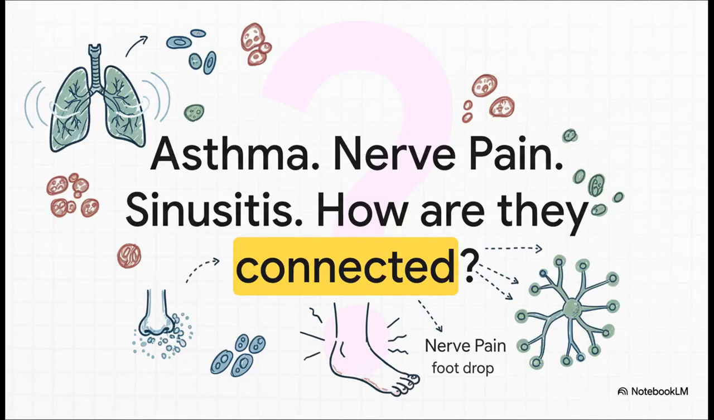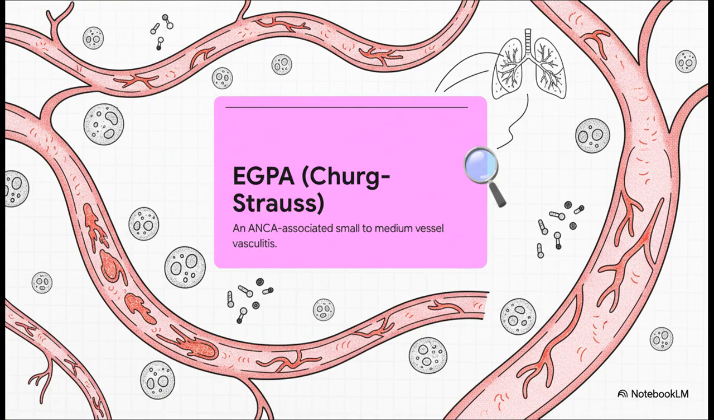Picture this. You've got a patient with asthma that showed up in adulthood, they've got chronic sinus problems, and now all of a sudden they have new nerve pain, maybe a foot drop. Seems like a random mix of problems, right? Well, what if I told you they're all screaming one specific diagnosis? And that diagnosis is eosinophilic granulomatosis with polyangiitis.